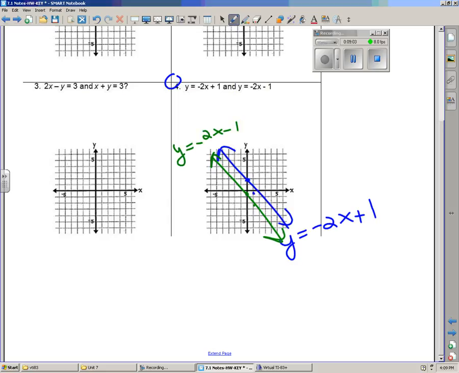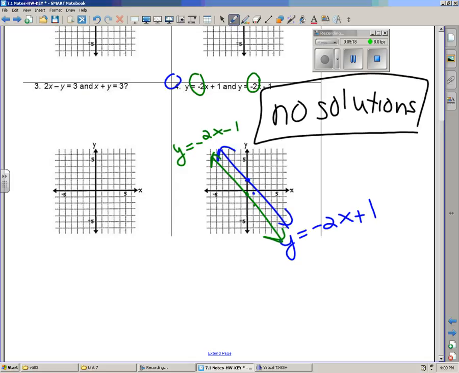And these lines don't intersect, they're parallel. We should have known that already because they've got the same slopes. So if the lines are parallel, they never intersect, they can't have any solutions. So when they ask you to find the solutions, parallel lines have no solutions. Intersecting lines have one, parallel lines have none.